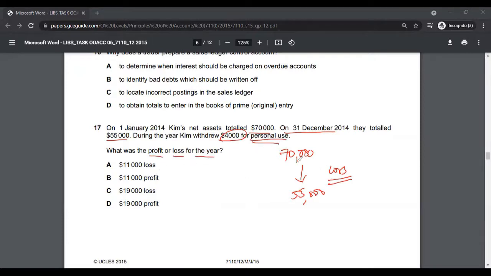So it's going to be a loss because the net assets dropped. 70 minus 55 is 15. So 15,000 of loss minus the drawings. So our total loss would be $11,000. So the answer to multiple choice 17 is option A.